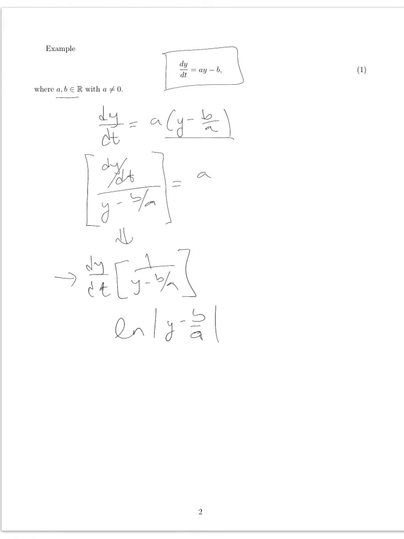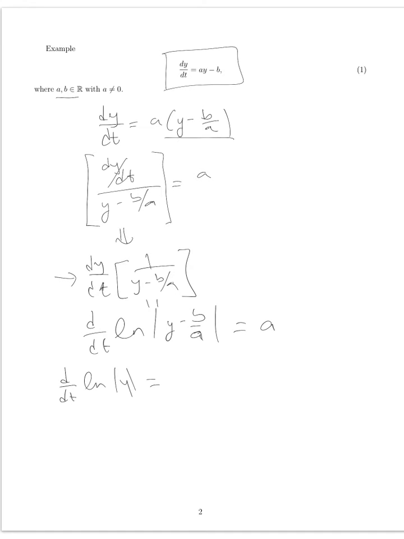So basically this is nothing more than d dt natural log of y minus b over a, right? So go ahead and check that by taking the derivative of this, then taking the derivative of the inside, and remembering the chain rule. So this is really the key step. And the one thing that I wanted to look at was, well, what is the derivative of this guy?